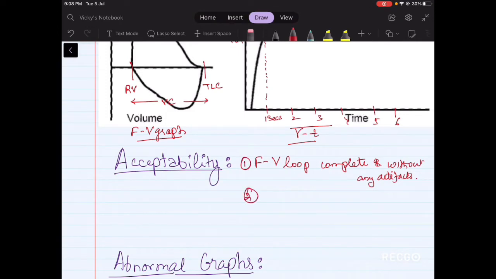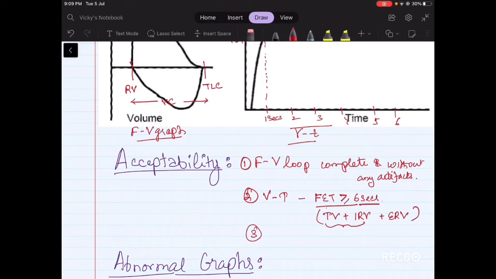Second, coming to the volume time graph, your forced expiratory time should be more than or equal to 6 seconds, right? If it is not more than or equal to 6 seconds, then you are only calculating tidal volume and your inspiratory reserve volume. Your expiratory reserve volume is left out if your forced expiratory time is less than 6 seconds. And as we all know, vital capacity is made up of all the 3 components. So even if one of them is missed, then your vital capacity is not completed, right?